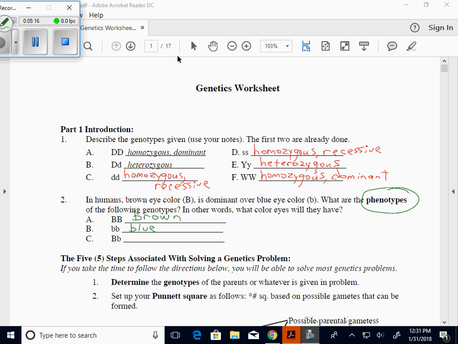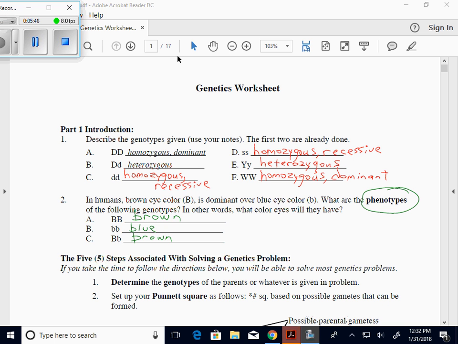Now, if I look at letter C, it is capital B, lowercase b. It is heterozygous. What is the phenotype of that? Brown. Okay, why is it brown, Lewis? Because it has the dominant trait. It has the dominant trait. Excellent.